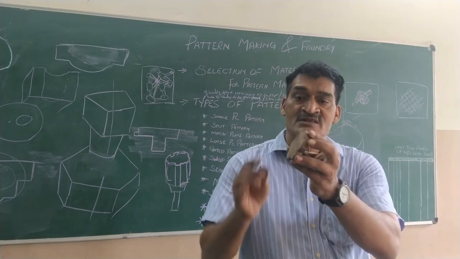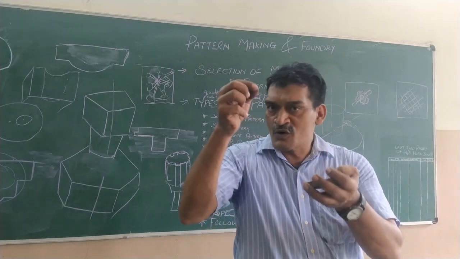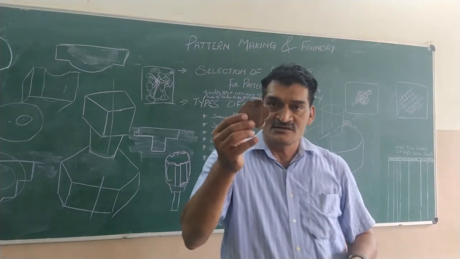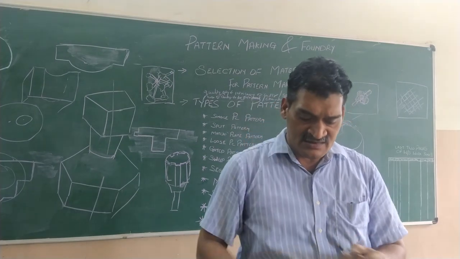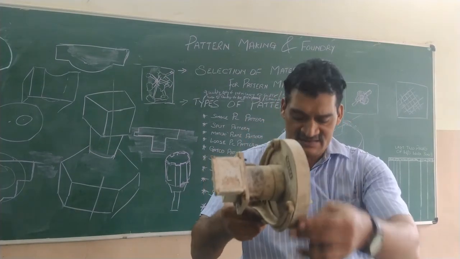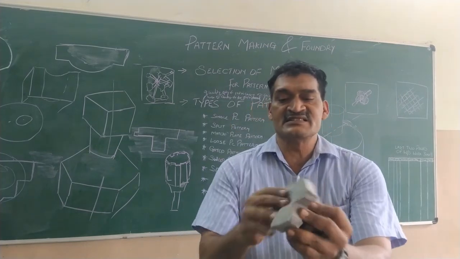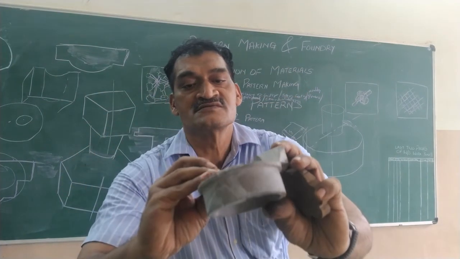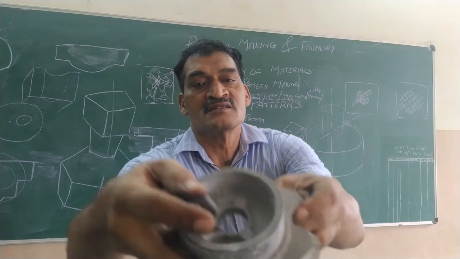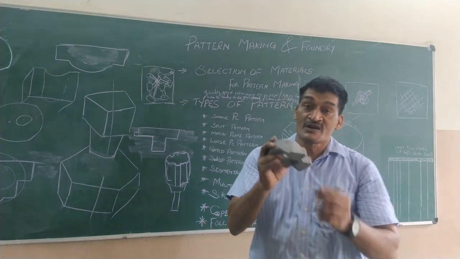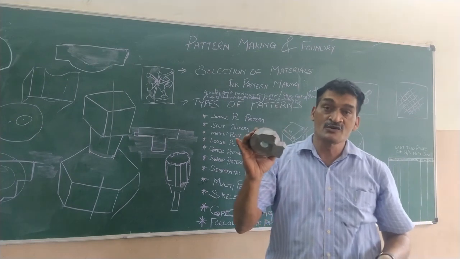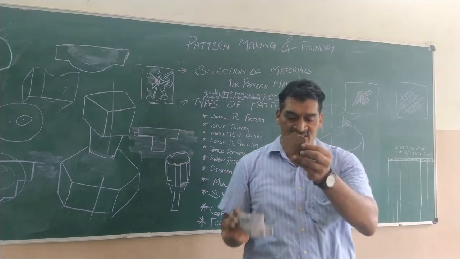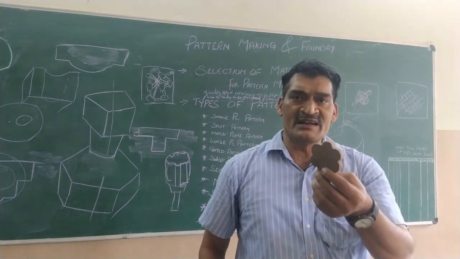Reason, even if we use wood, there are pores. So we do not want these pores to be opened up in the sand, in order to get a clear and smooth finish like this casting. This is a casting. See the finish here. It is rough. So, if you want a good finish, if you want a good quality of casting, we require the pattern to be of good material. Specifically, you can use any metals.